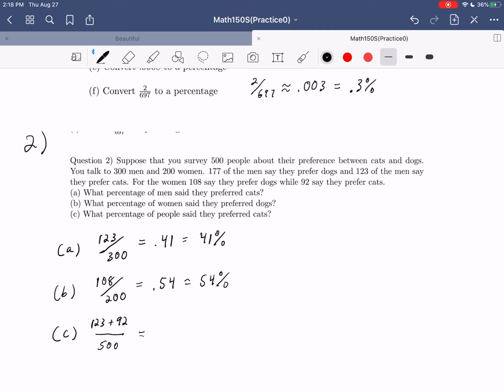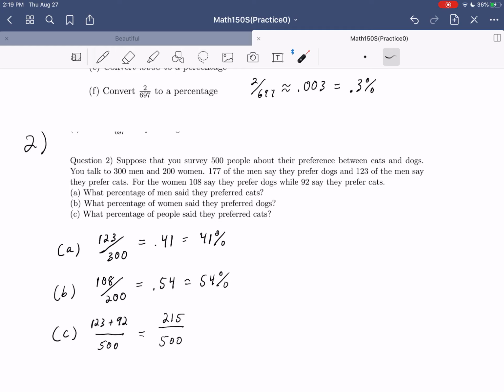Remember, order of operations would tell us that we need to handle things in the numerator and denominator separately first. So let's go ahead and add those up. 123 and 92. So that's 215 out of 500. Notice that what that 215 represents is that there are 215 people, regardless of gender, that said that they prefer cats to dogs.